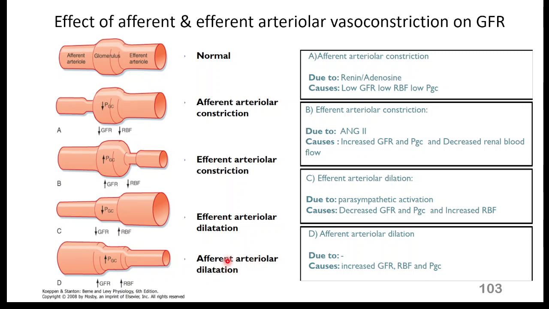All right, but what happens finally when we have dilation of the afferent arteriole? Now this will cause an increase in all three parameters. Yes, the renal blood flow will increase, the glomerular hydrostatic pressure will increase, and the GFR will also increase.